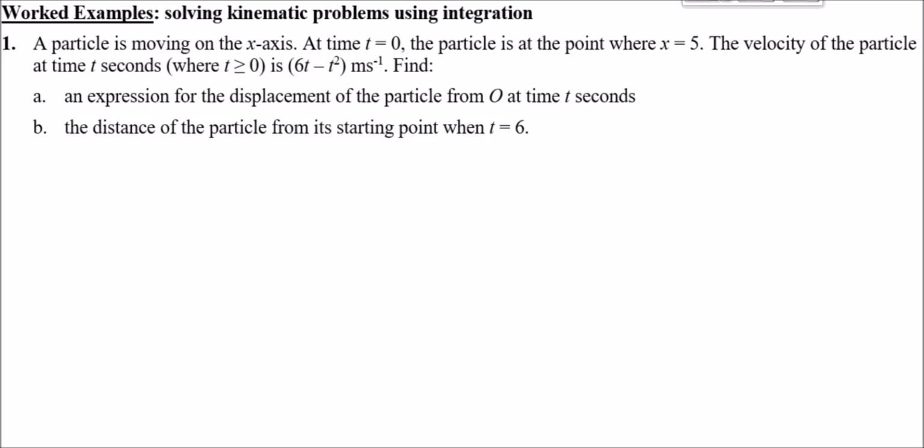The velocity of the particle at time t seconds, where t is at least 0, is 6t minus t squared meters per second. First of all, we need to find an expression for the displacement of the particle from 0 at time t seconds. So we need to remember that we need to be integrating to find the displacement. But first of all, let's just relate velocity to the variables x and t. This particle is moving along the x-axis, so we can say that the velocity is the instantaneous change in displacement as a function of time. Because it's moving along the x-axis, instead of just being generally ds by dt, this will be dx by dt.